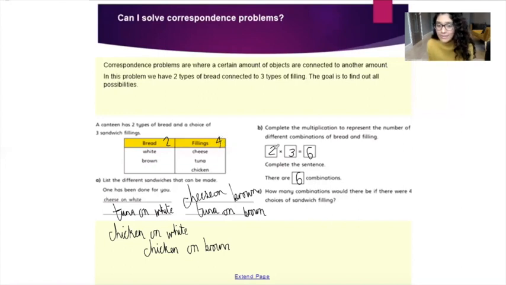Now the way to work it out is exactly the same as we worked it out for part B. You do 2 times 4 because there are 2 bread types and there are 4 fillings. So what's 2 times 4? 8. So all in all, there would be 8 combinations, just like that.